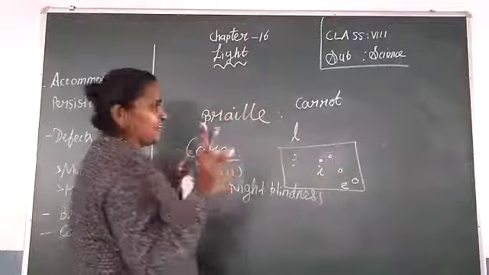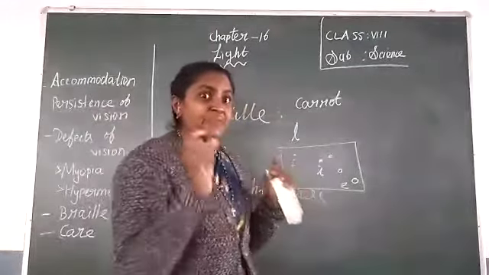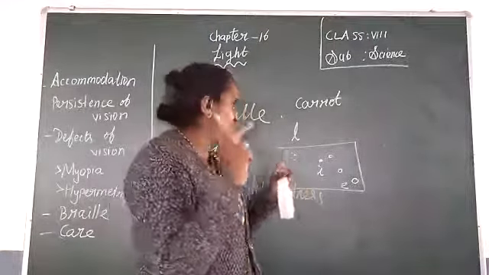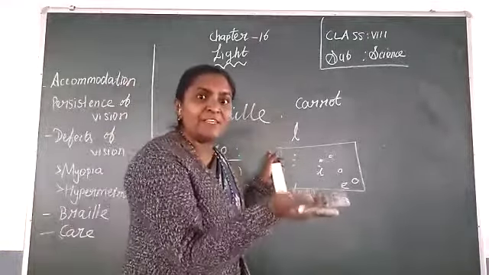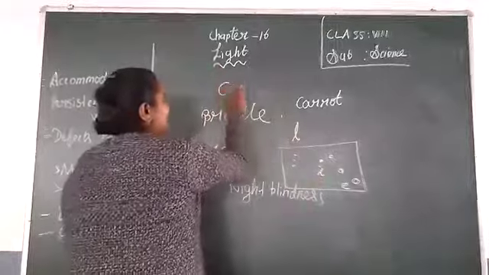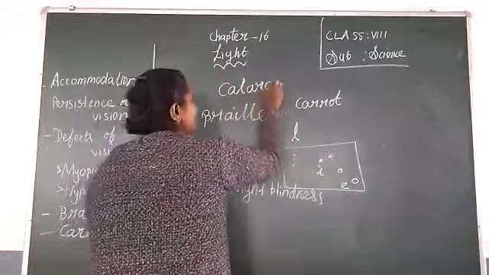Next one is defects of vision. We studied two types of defects. What are they? Night blindness we have studied, and myopia, hypermetropia. One more thing, cataract. This is one of the defects.